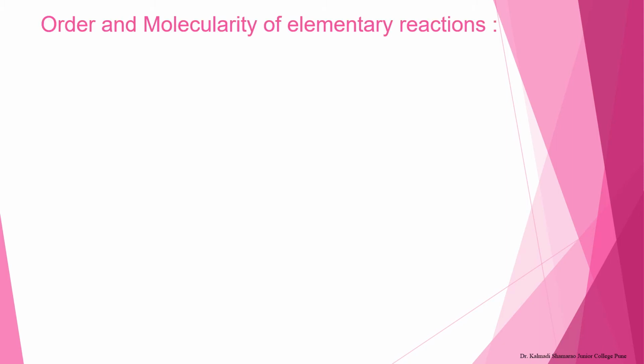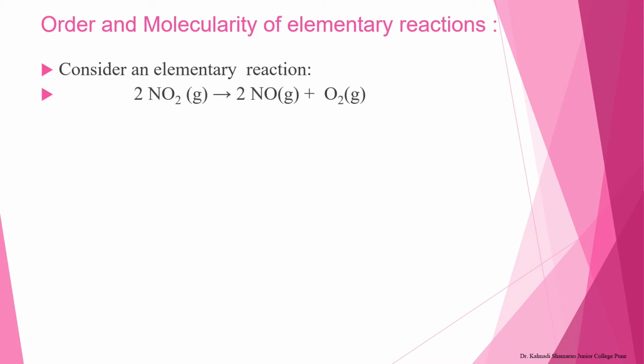We have studied about order of reaction and molecularity of elementary reactions. Now, how order and molecularity of elementary reactions are related. Let's see. For this, consider an elementary reaction, for example, 2NO2 giving 2NO plus O2.